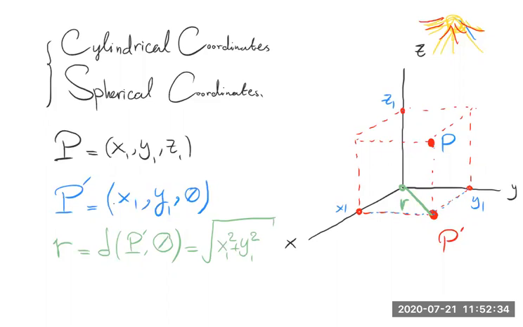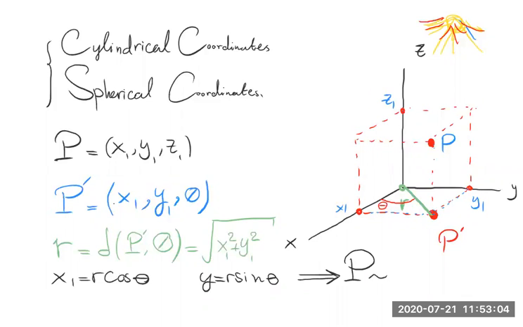Also, look at the angle this segment makes with the x direction. Say that's theta. Again, if I look at the xy plane, x1 would be r cosine of theta, and y would be r sine of theta. Now, what I mean by cylindrical coordinates is describing P with 3 numbers. What are those 3 numbers? Well, r, theta, and z. And these 3 numbers are enough to locate P.